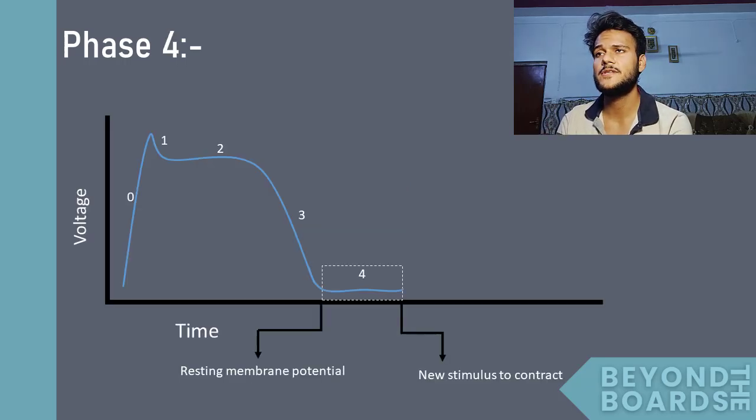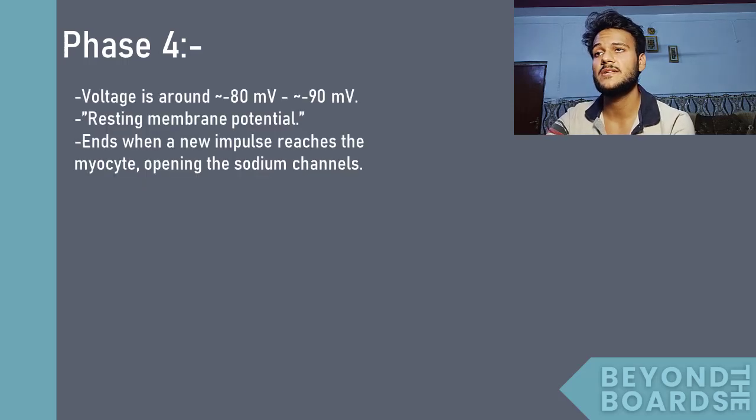And so phase 4 is just the resting membrane potential, and it ends when a new stimulus reaches the myocyte, causing opening of the sodium channels and entering phase 0 again, and this cycle continues. So phase 4 is just the resting membrane potential, about negative 85 millivolts, and it ends when a new impulse reaches the myocyte.